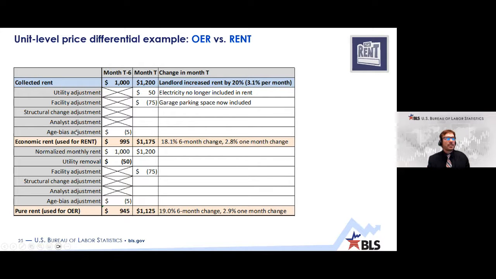So when you do all of that, the contract rent, or what we would call economic rent, used for our rent index, is different from the 20% as collected. It's smaller. It's 18.1%, which equates to a 2.8 1-month change.